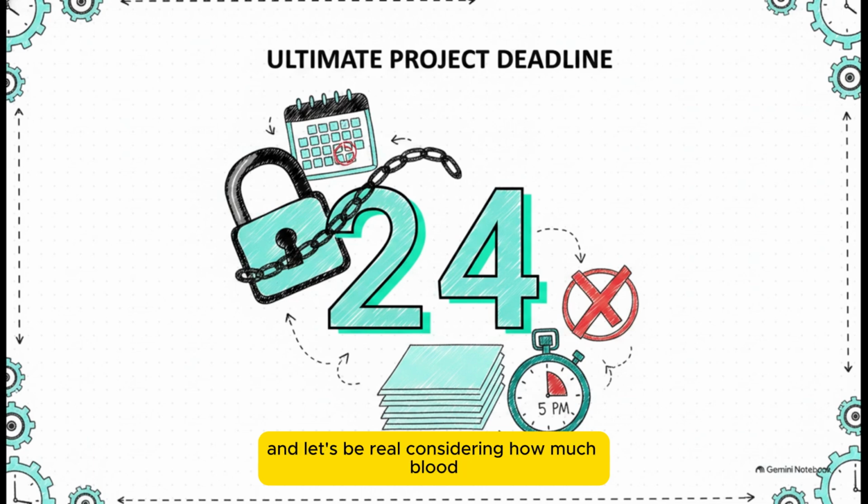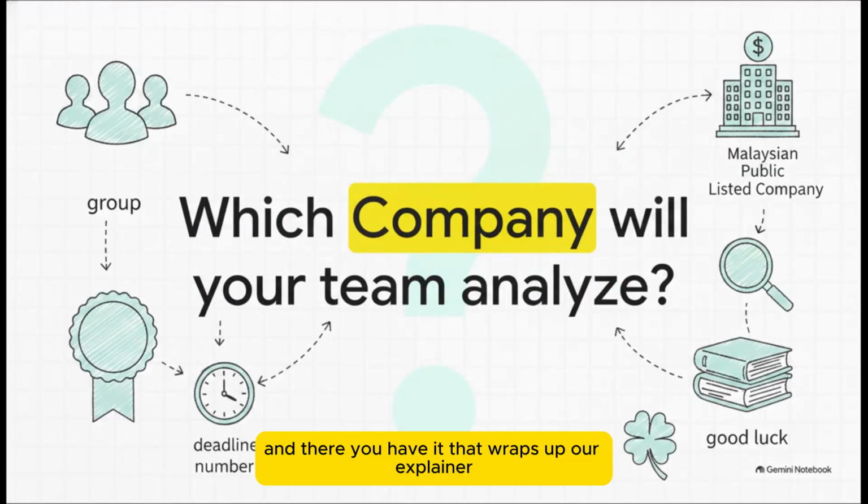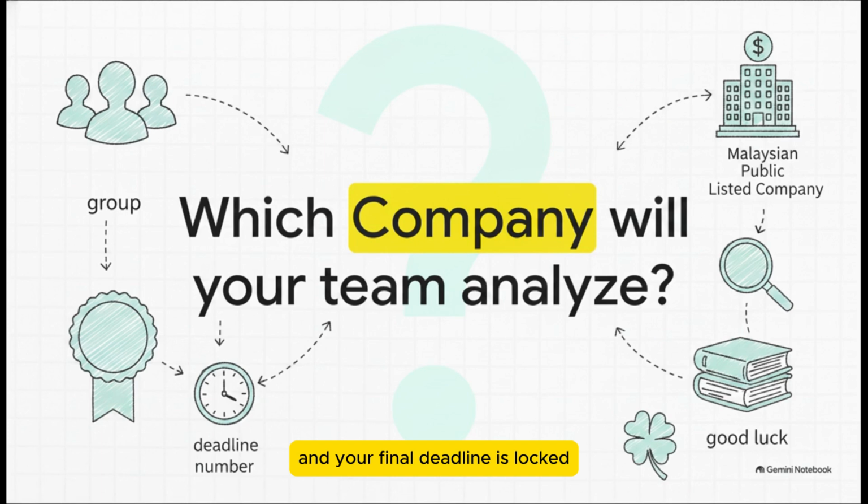And let's be real. Considering how much blood, sweat, and tears you'll be pouring into those 15 pages, you absolutely do not want to bleed points just over poor time management. And there you have it. That wraps up our explainer. Your mission parameters are crystal clear, your formatting constraints are set in stone, and your final deadline is locked. The only real question left on the table is, which Malaysian public-listed company will your team choose to conquer?